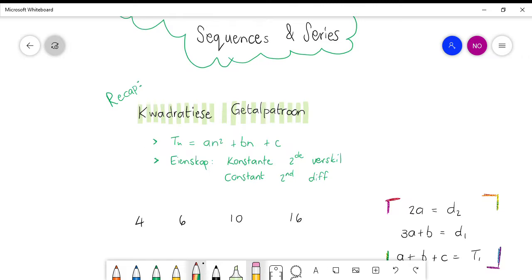Wat anders lyk so iets? Mooi, 'n parabool. Met ander woorde, die grafiese voorstelling van 'n kwadratiese getalpatroon is 'n parabool. So if you are going to graphically represent a quadratic sequence, you will be drawing a parabola.